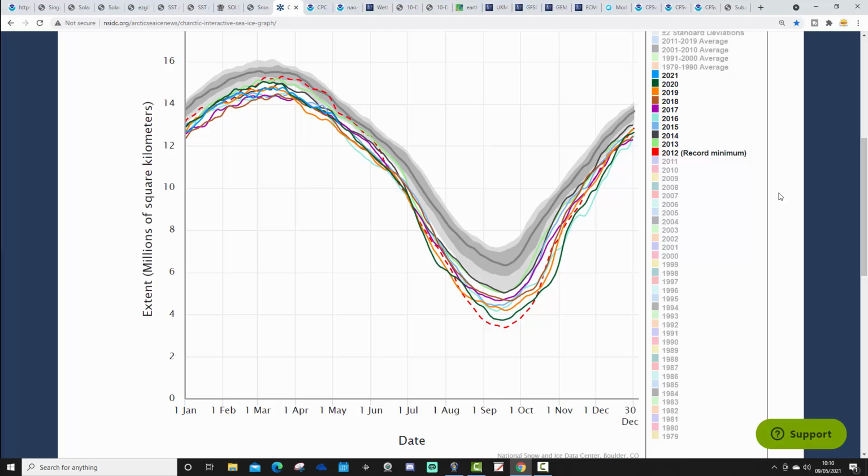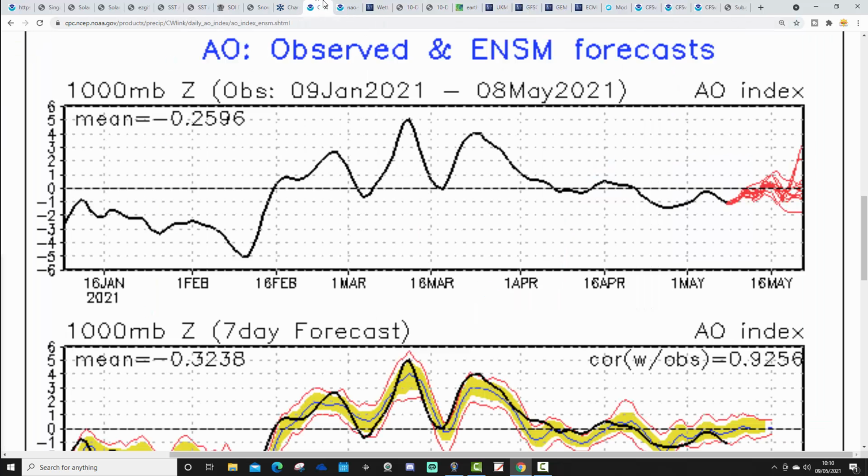We're close to all of those years. So nothing overly dramatic taking place with Arctic sea ice extent at the moment. We should wait and see what sort of season we have as we go through this melt season, of course.